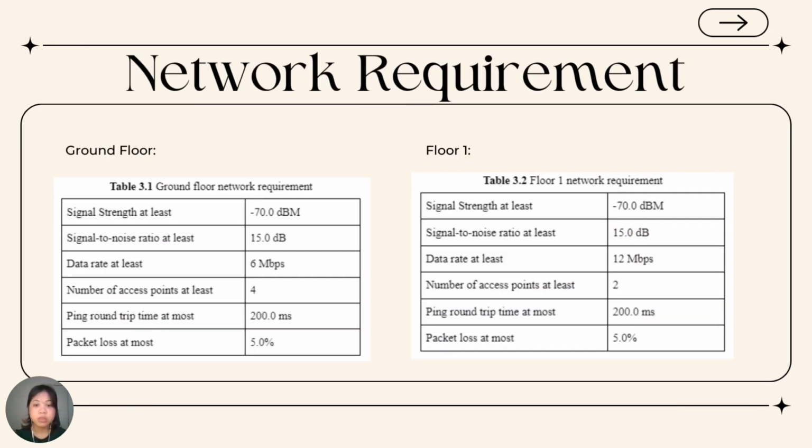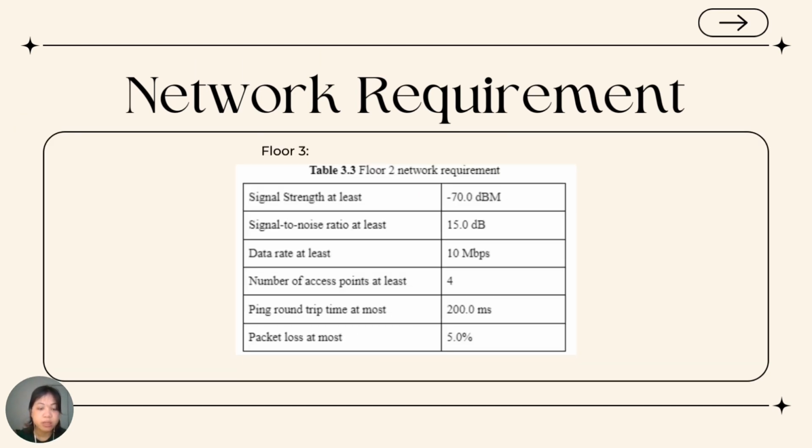So, this is the network requirement for our project. First, the ground floor, as we can see in the table, this is the ground floor network requirement. And second is the floor 1 network requirement. And third is the floor 2 network requirement.